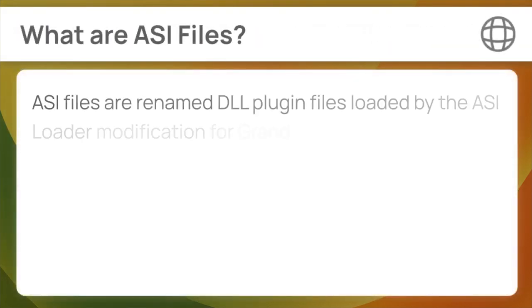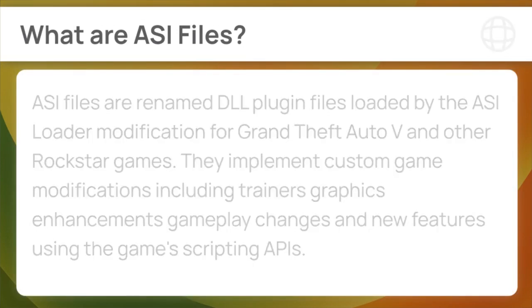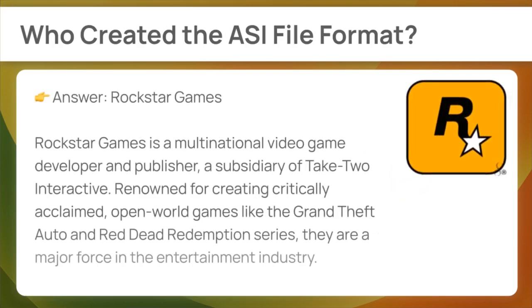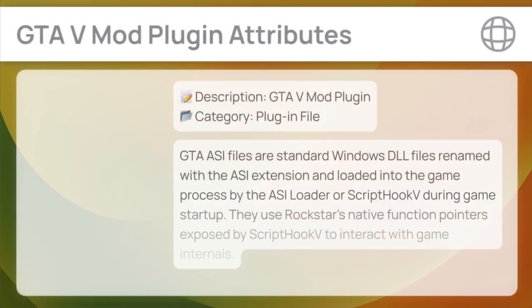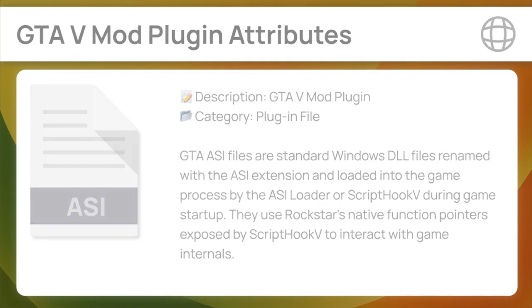ASI files are renamed DLL plugin files loaded by the ASI Loader modification for Grand Theft Auto V and other Rockstar games. They implement custom game modifications including trainers, graphics enhancements, gameplay changes, and new features using the game's scripting APIs. GTA ASI files are standard Windows DLL files, renamed with the ASI extension and loaded into the game process by the ASI Loader or ScriptHookV during game startup. They use Rockstar's native function pointers exposed by ScriptHookV to interact with game internals.